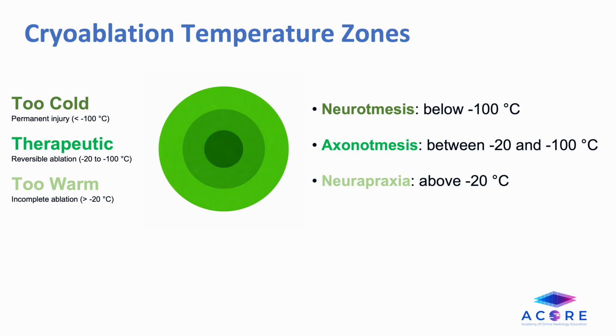Generally, nerve injury is divided into 3 categories, depending on the temperature they got exposed to. First, neurotmesis, which is the permanent transection of a nerve, and it happens below -100 degrees Celsius. Then, we have axonotmesis, which is a reversible axonal degeneration, also well known as Wallerian degeneration, and it happens between -20 and -100 degrees Celsius. Lastly, above -20 degrees Celsius, it's too warm to make a therapeutic effect, yet it can also cause neuropraxia. That's why protecting the nerves is the core to safe practice.